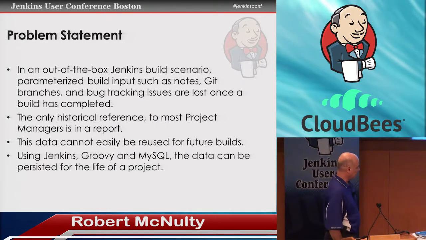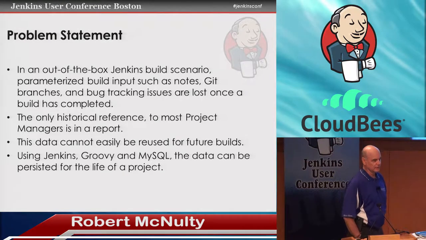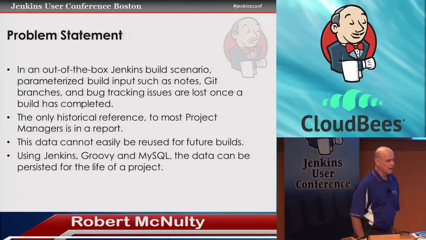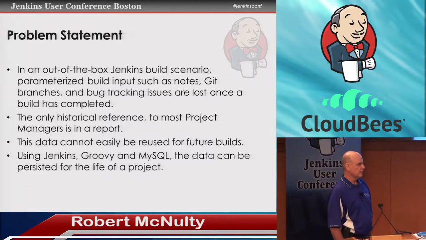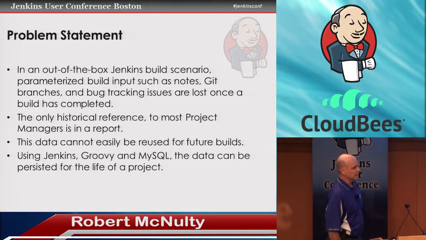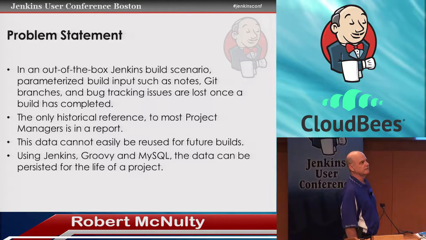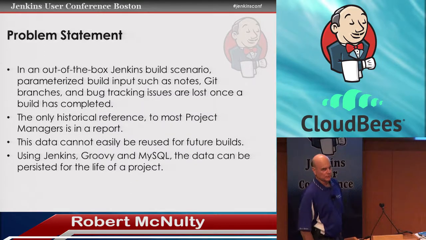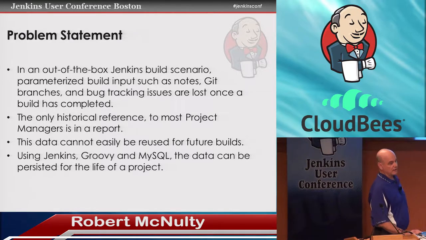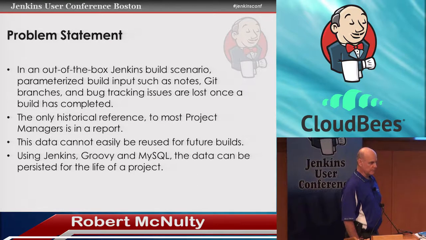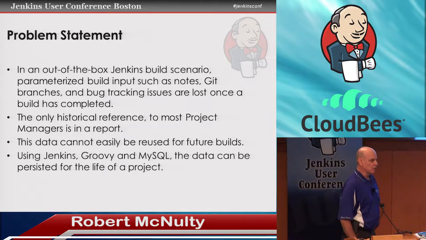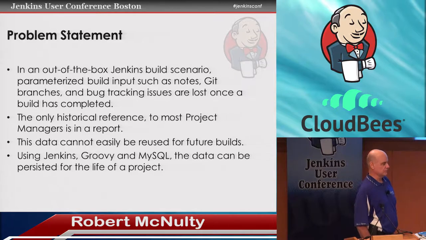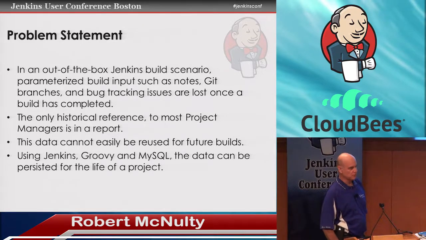So the problem statement, or the reason that I put together this little program: the project managers for the groups were getting emails that weren't very descriptive, and you click on a link and it doesn't really tell you much. So 4 or 5 builds into a project, they really didn't know what was going on. In an out-of-the-box Jenkins build scenario using parameterized builds, they're kind of lost once you deliver the email. The only historical reference is the report that the managers keep, because nobody else does. Data can't be reused for future projects, and that sort of thing.